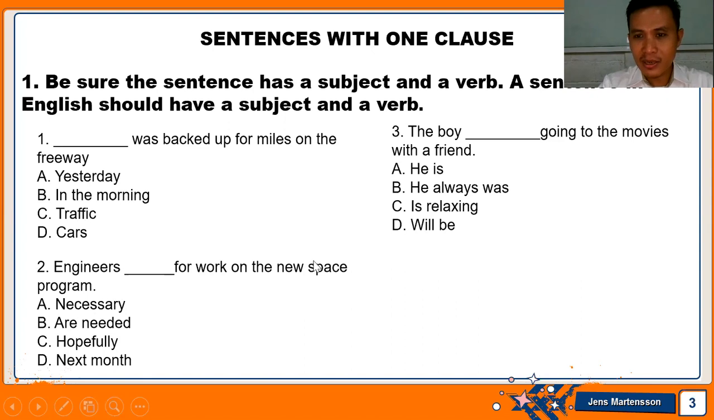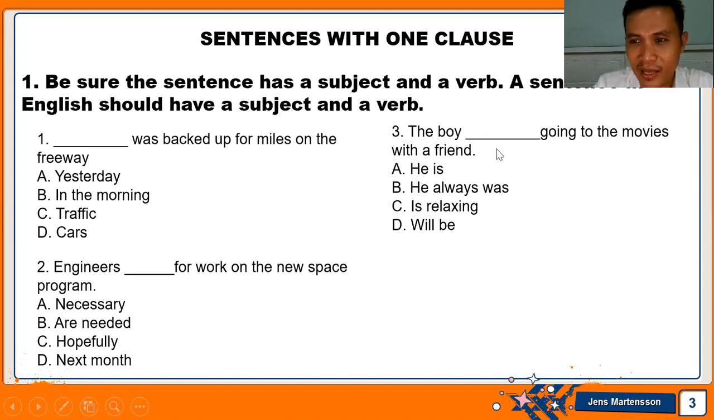Number 3. D, sir. Will be, sir. The boy, blah, blah, blah, going to the movies with a friend. Okay, so which is the answer? D, will be. What is missing here? Do we have a subject? Yes, sir. The boy. The boy is the subject.